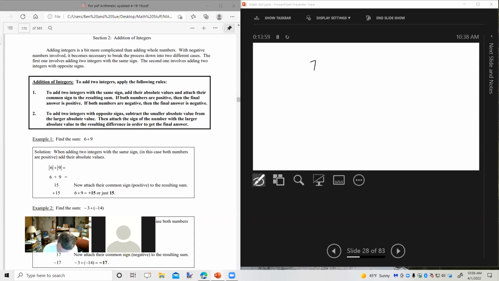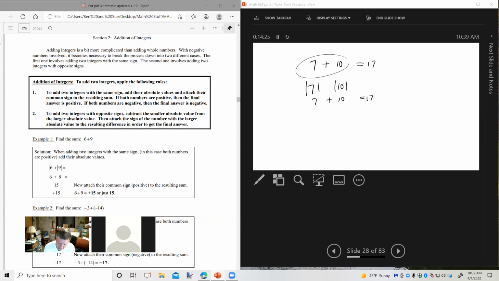Let's say we have 7 plus 10. Here we're adding two numbers with the same sign. Now, what I'm going to take you through here may seem ridiculous, and perhaps it is, but just to show how it would fit with the description. The absolute value of 7 is 7. The absolute value of 10 is 10. 7 plus 10 is 17. We'd attach the common sign. These are both positive numbers, so 7 plus 10 equals 17.